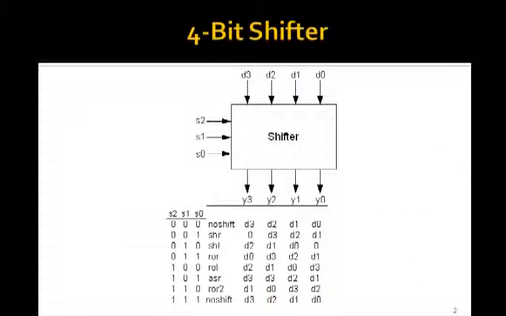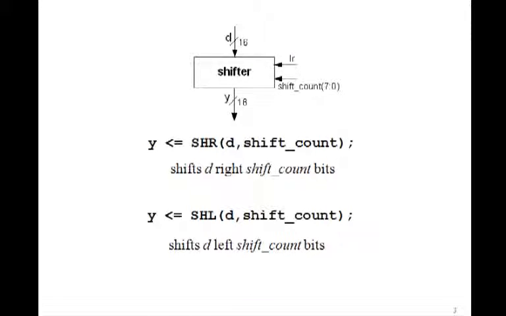Now in the next lesson we'll actually implement this in VHDL, but now I want to show you a VHDL function which is very useful for shifting. Here I show a shifter with 16 bits coming in for D and 16 bits coming out for Y, and we'll have a bit called left-right, which if it's 0 will shift left, and if it's 1 will shift right. And then we have a shift count, shown as 7 down to 0, which is going to be the number of bits to shift. We don't really need all 8 bits for 16 bits, but I just show it as 8 bits here.